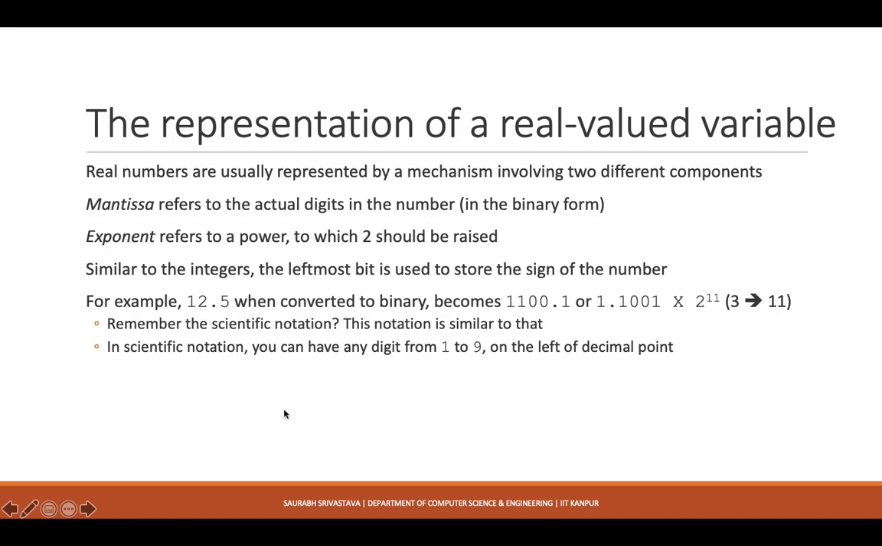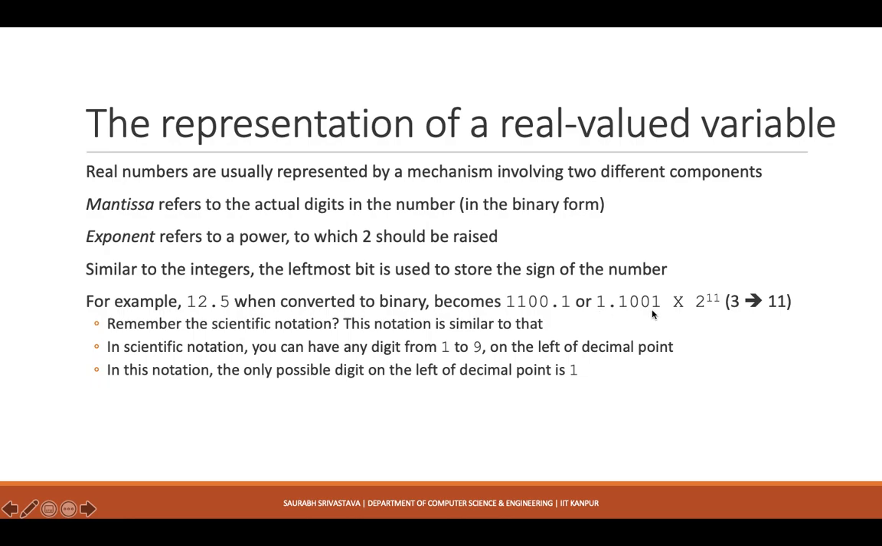Now in scientific notation, this is how we work, right? We essentially keep the decimal just after one digit. So there is one digit on the left side of the decimal, and whatever else is in that number, we keep it on the right side of the decimal. On the left side of the decimal I can have anything from 1 to 9. So this is how we represent numbers in scientific notation. Now I'm just going to do exactly the same. I'm just going to bring the decimal point here, so there is just one digit on the left side of the number, and everything else is on the right side.